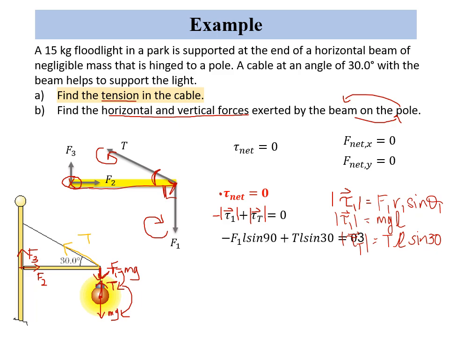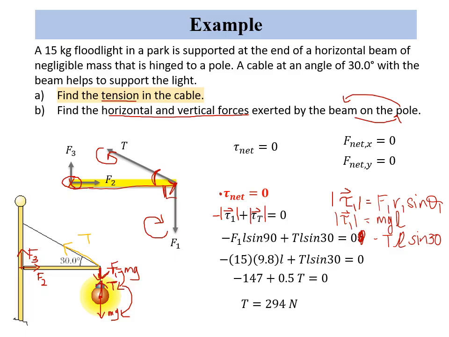And I'm going to substitute everything into this equation here. I don't know where this 3 is coming from, just cross that out. And then you'll see plugging in the numbers, canceling out L's, I can solve for T, which comes out to 294 newtons. Okay.